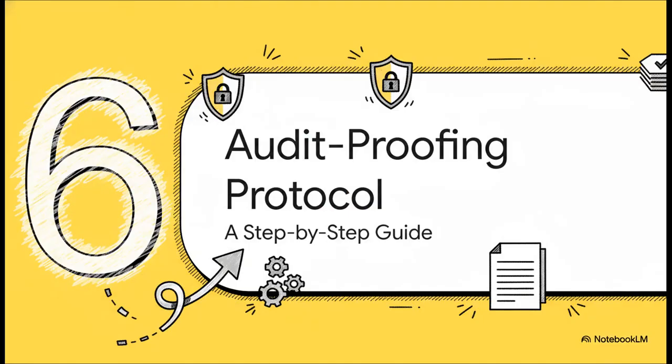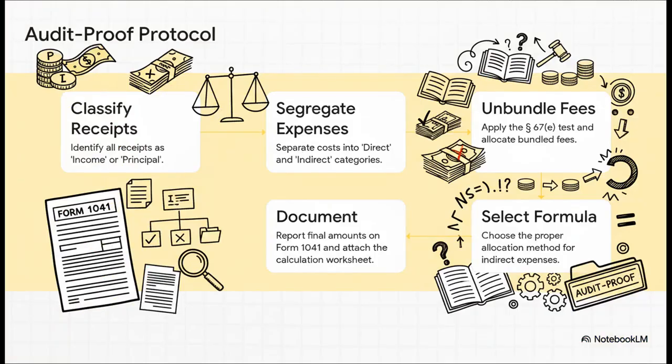Okay, let's pull all of these threads together. Let's synthesize this into a clear, step-by-step playbook you can use for an audit-proof return every single time. Here it is, 5 steps in order. 1. Classify your receipts. 2. Segregate your expenses into direct and indirect. 3. Unbundle those fees using the 67(e) test. Step 4 is when you finally select and apply the right allocation formula. And step 5, you document everything meticulously, putting the final numbers on the 1041 and showing all your work on an attachment. Following this sequence creates a clear, logical, and defensible trail.